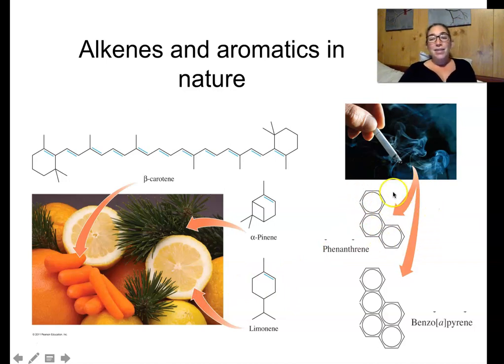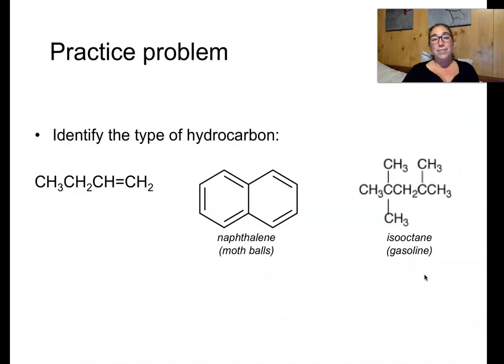Some aromatics. A lot of aromatic compounds are actually carcinogens. Benzene, the simplest aromatic compound, is a carcinogen. It can cause cancer. A lot of the carcinogens in cigarette smoke contain lots of aromatic rings. So here are some examples of some aromatic structures in our world around us.